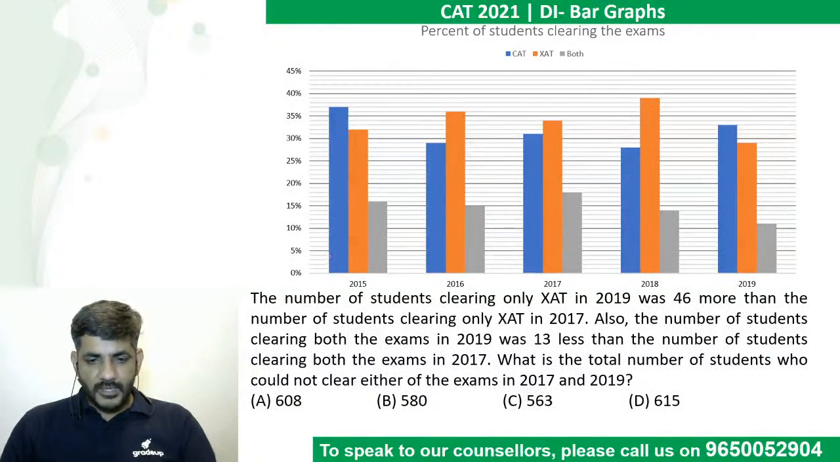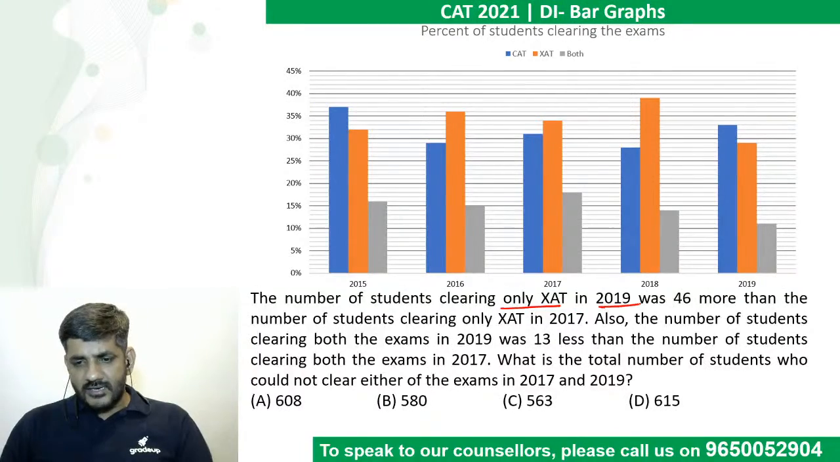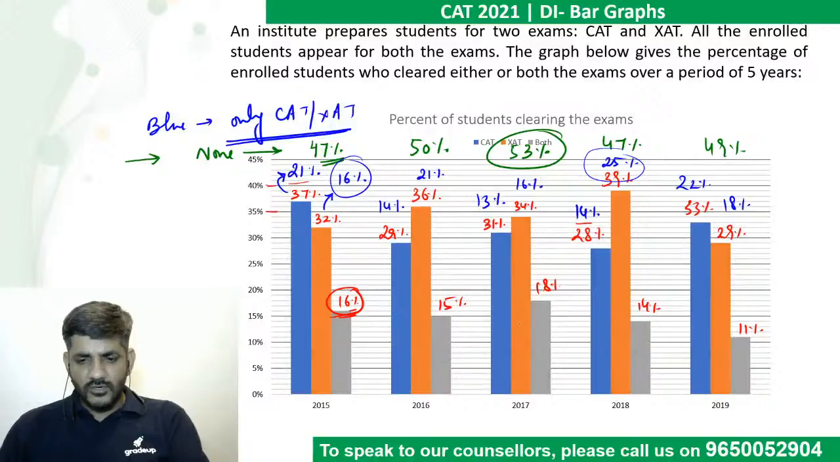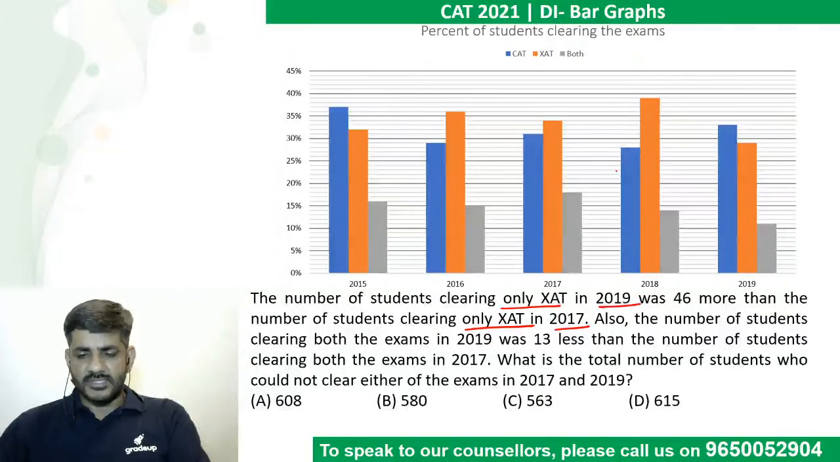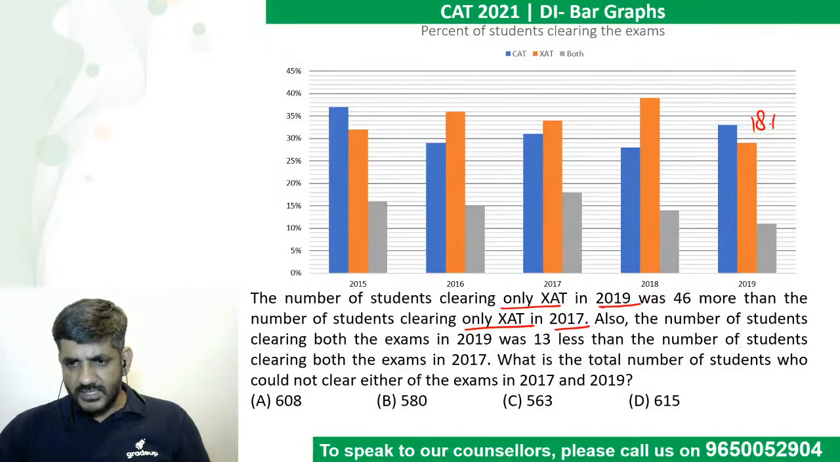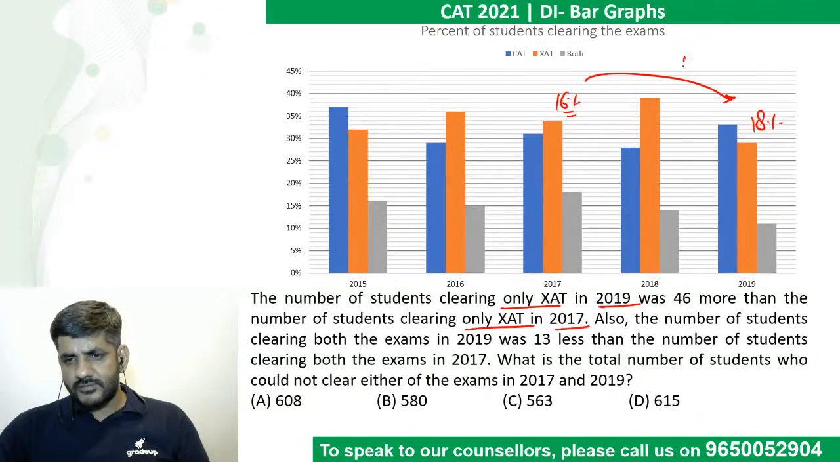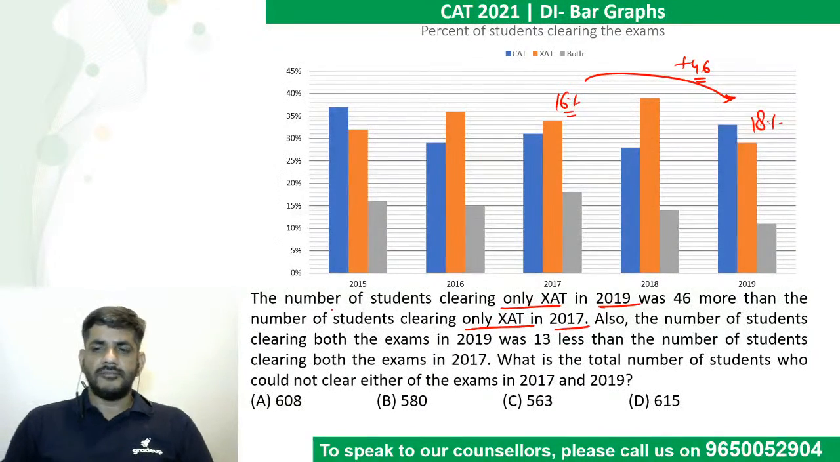Oh, long question. The number of students clearing only Z in 19 was 46 more than the number of students clearing only Z in 17. So only Z 19, only Z 17. Let us just see these values. Only Z 19 is this. Only Z 17 is this. 18% and 16%. So this figure is 18% and this figure is 16%. He says only Z is 46 more. So this figure is 46 more than this figure, right?